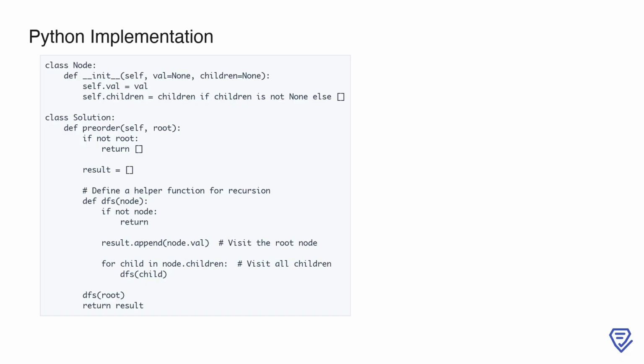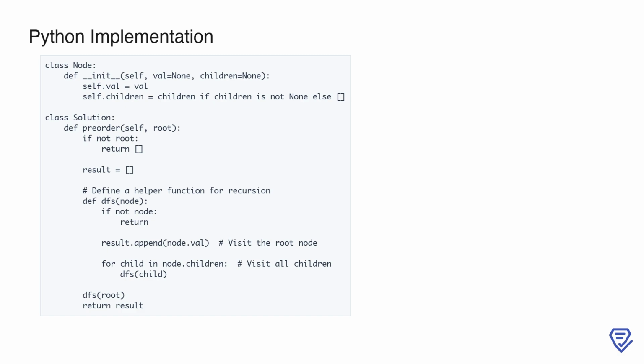2. Solution class and preorder method. Inside the solution class, the preorder method is defined. This method takes the root of the tree as input and returns a list of node values in preorder traversal order. 3. Base case. The first check in the preorder method handles the base case. If the root is none, i.e., the tree is empty, the function immediately returns an empty list.